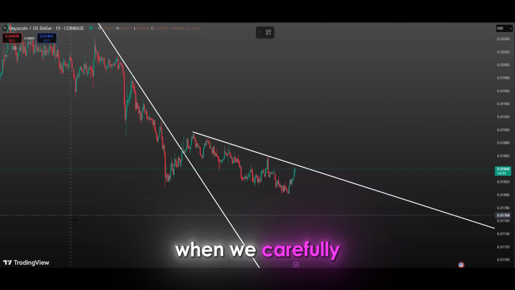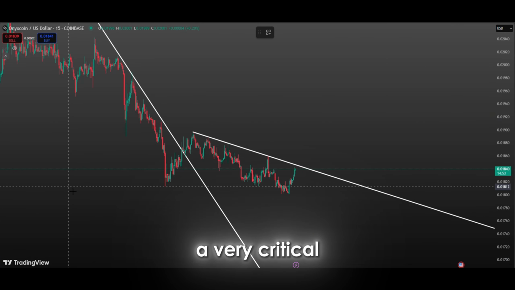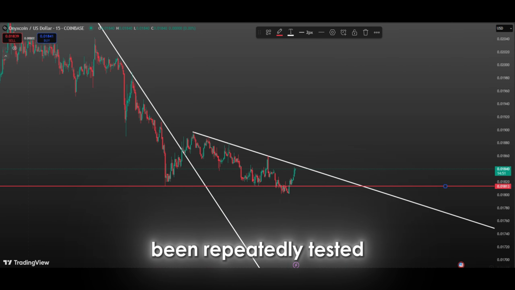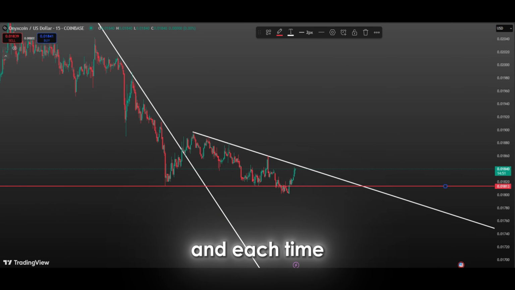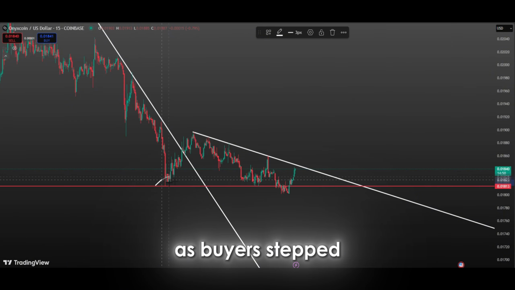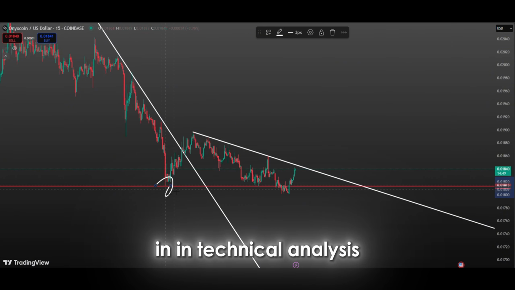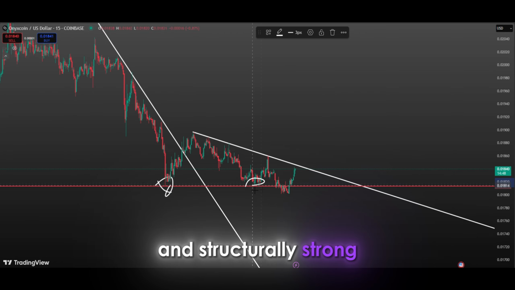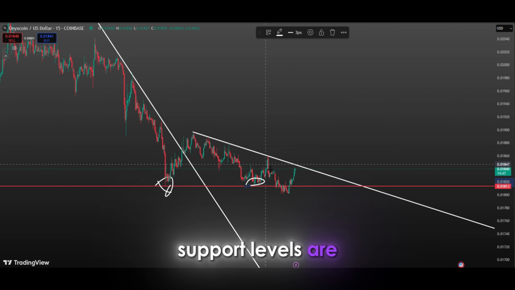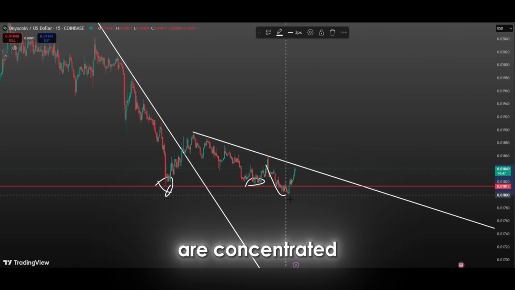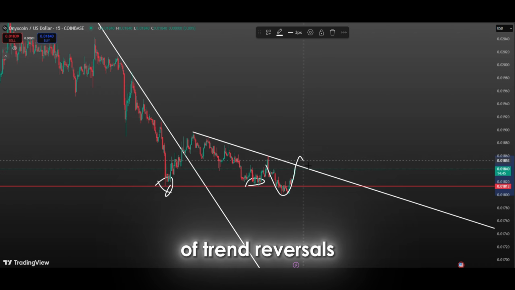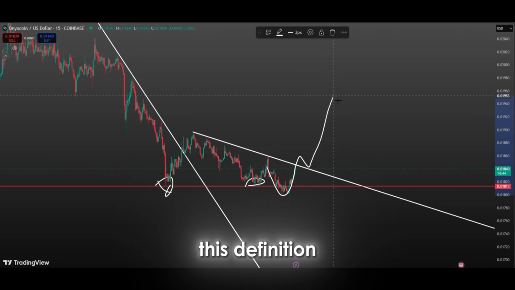Keep watching. When we carefully examine the chart, a very critical support line stands out. This level has been repeatedly tested by the price in the past, and each time the downward movement has been limited as buyers stepped in. In technical analysis, support levels represent areas where the market is psychologically and structurally strong. Such support levels are areas where buyers are concentrated, limiting the downward movement of the price, and are often the starting point of trend reversals. This support level seems to have worked exactly according to this definition.